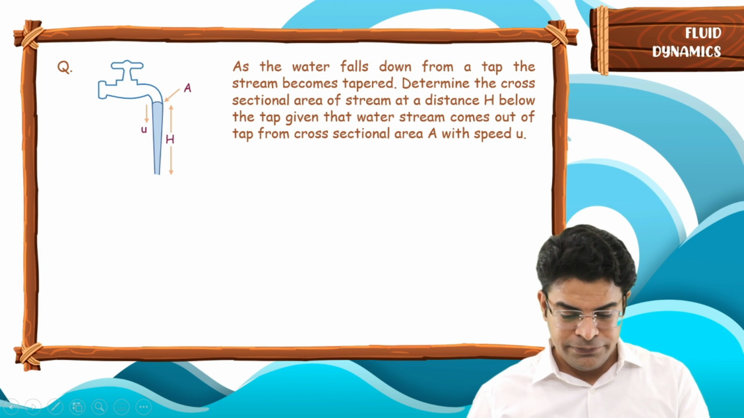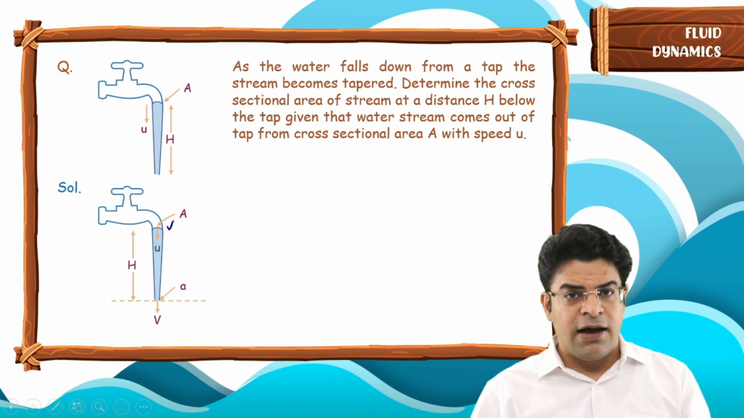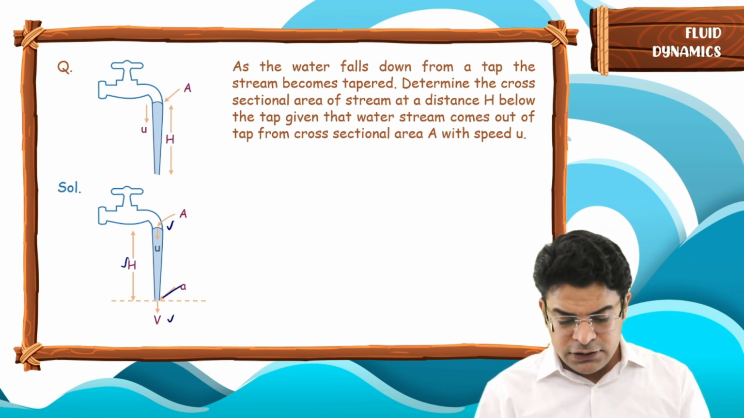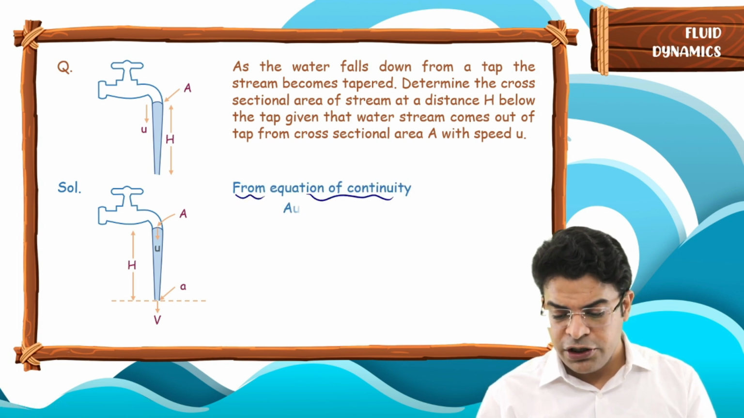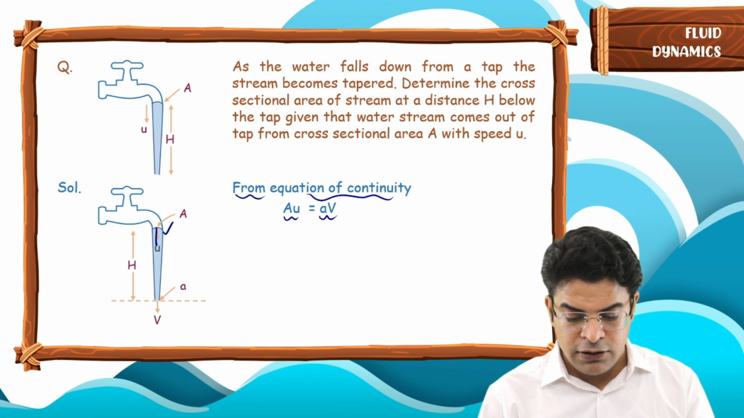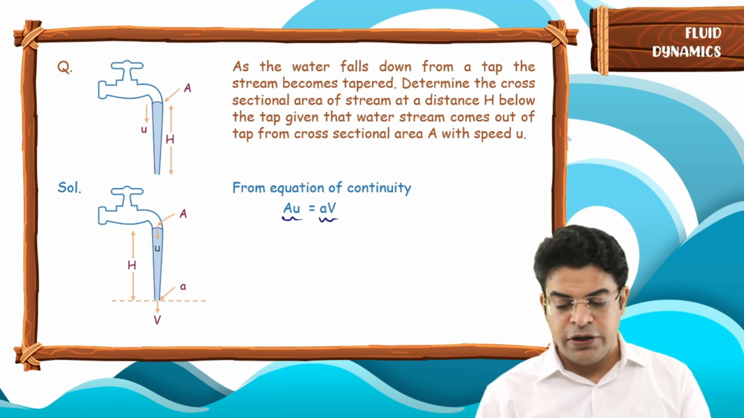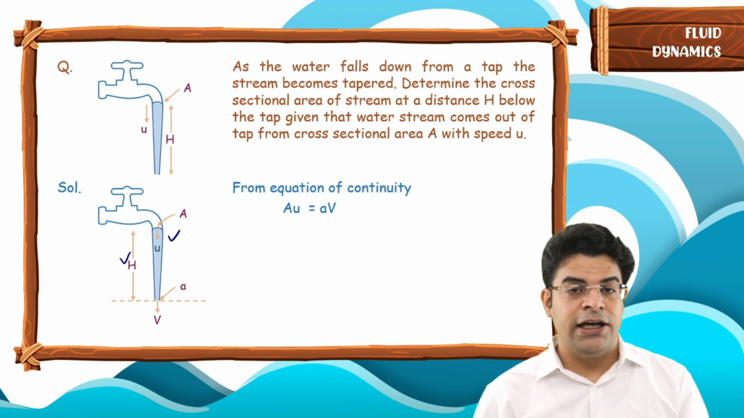So you will say, as the fluid falls down, let's say after falling down through height h, the fluid has a velocity v, and let's say this fluid has a cross-sectional area a. So from the equation of continuity, A U equals a V, the area here into the velocity here, U, has to be equal to the area here, a, times the velocity here, V. So A U equals a V. Now how to find V in terms of U, h and g?